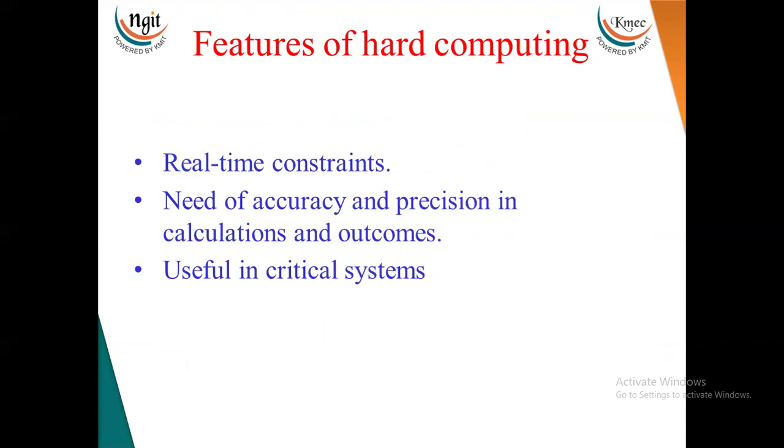So what are the features of hard computing? Real-time constraints, accuracy, precision and exact calculations, and it is useful in critical systems. Okay. So if any complex system is there and you have complete accuracy and complete precision, then we can work with hard computing. On the other side, if you have a complex problem but we cannot have the complete data related to the problem, in that case you have to switch to soft computing.